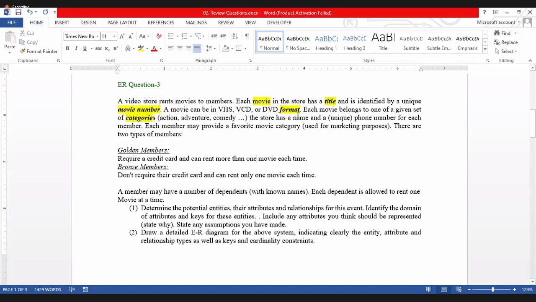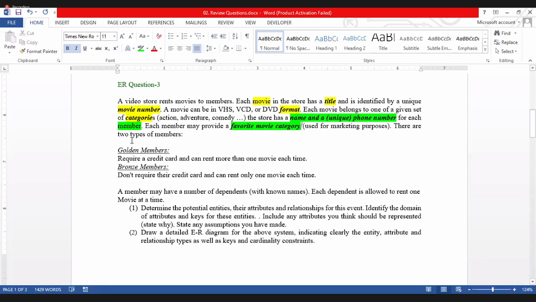Right. And the store has a name and a unique phone number for each member. Then they are going to store data of members. Then member is another entity. And they have name and the phone number. Each member may provide favorite movie category used for marketing purpose. They can give it to the company just for the marketing purpose.